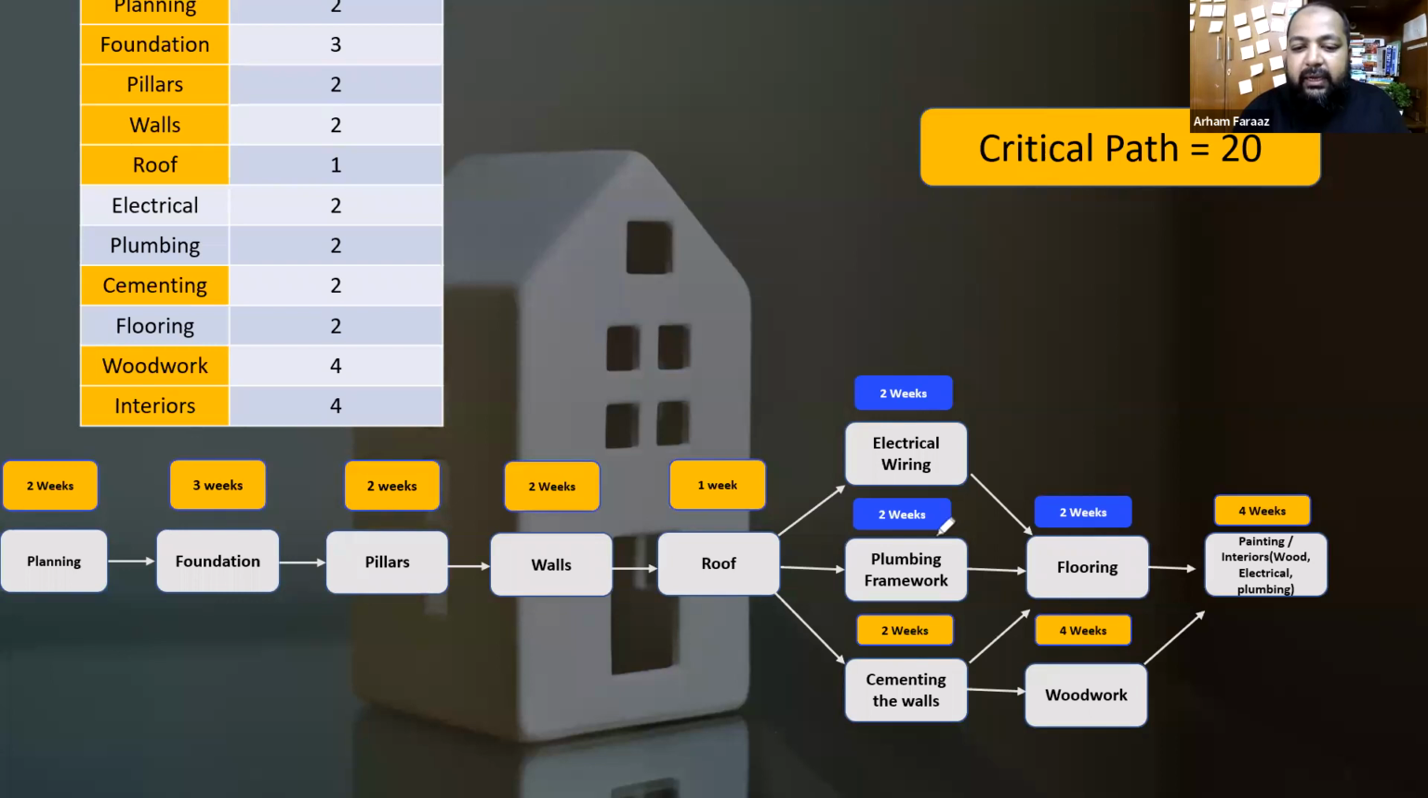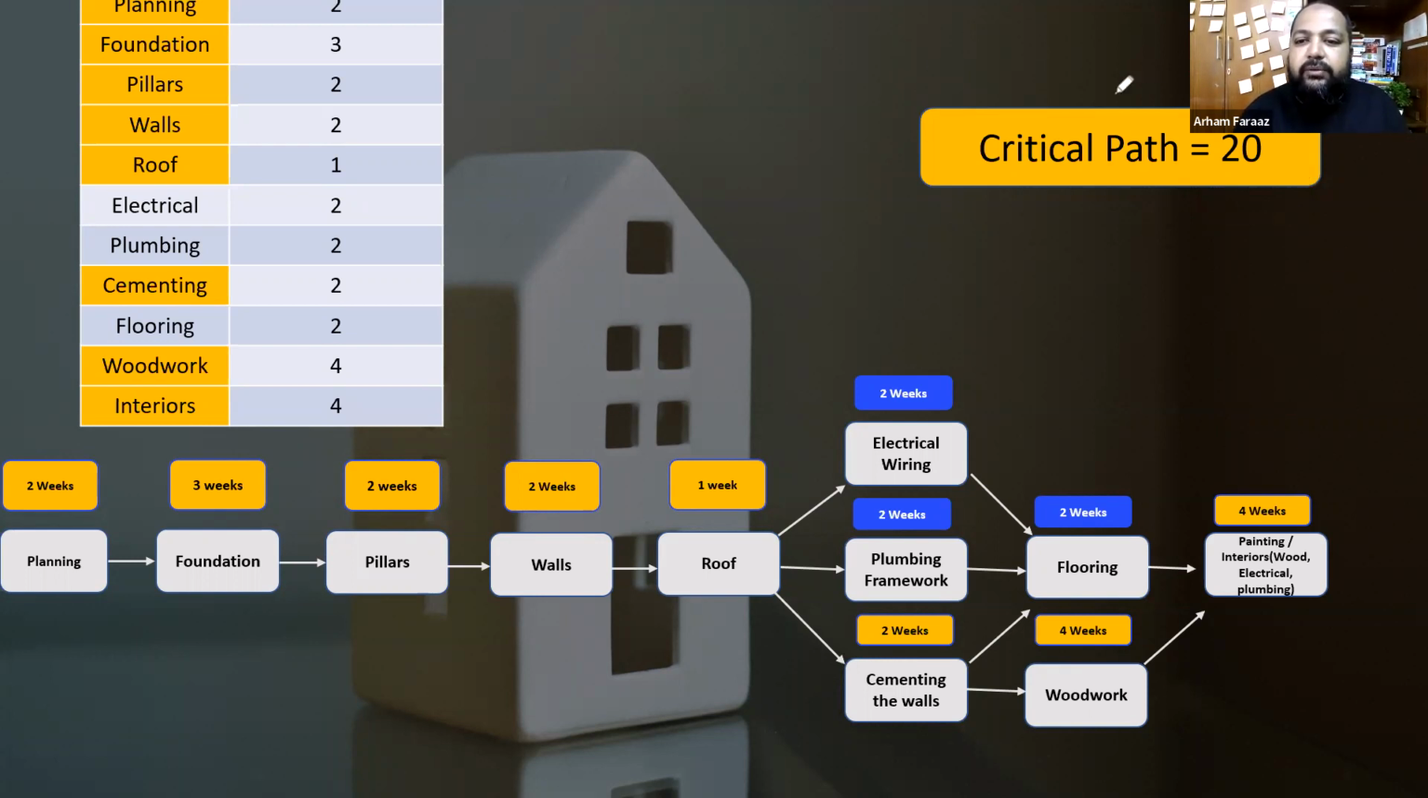Other paths are also there. For example, planning, foundation, pillars, walls, roof, electrical, flooring, and then interiors. This is going to take you 18 weeks. The next path is planning, foundation, pillars, walls, roof, plumbing, flooring, and it is again 18 weeks, right? The longest path is the path with the cementing of the walls, woodwork, and interiors. It's going to take 20 weeks. So that's your critical path. The longest path in the project with the buffer of 0 is called the critical path. This is the 1-point estimate we have for the critical path.